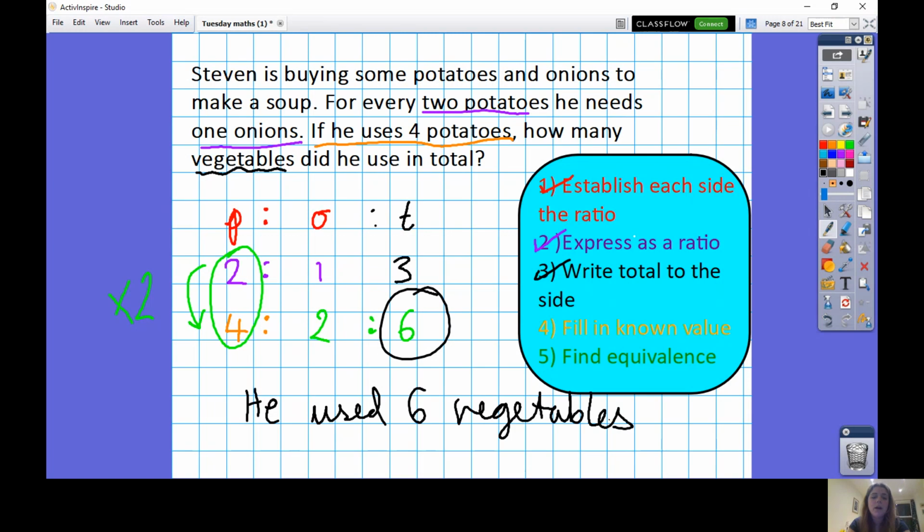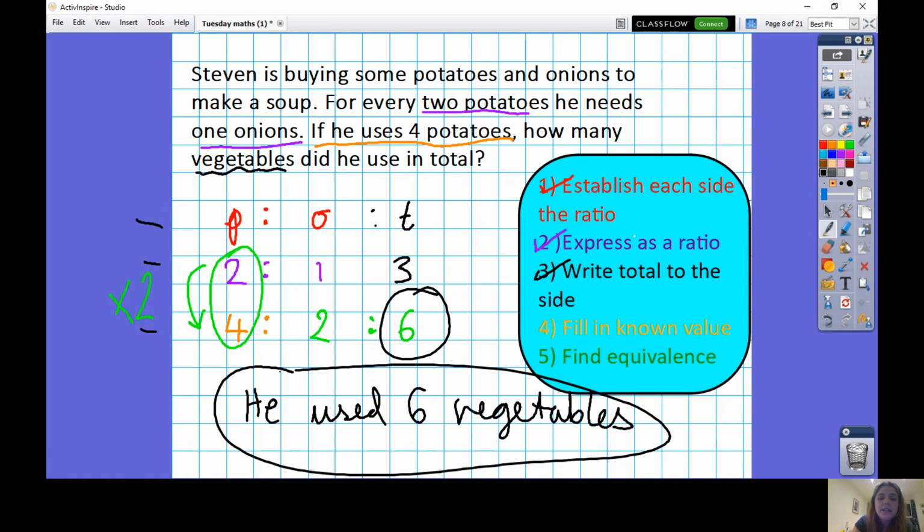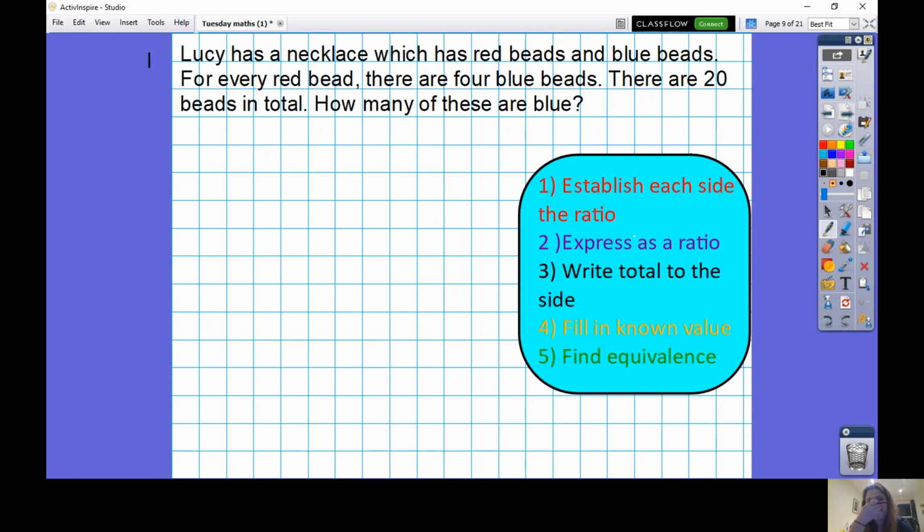When you're doing your independent work, I expect to see all 3 of these columns and a sentence for your answer. You can't just leave it without the answer because that just says 426. How many vegetables did he use? We need to actually express that part. We'll do some more then.